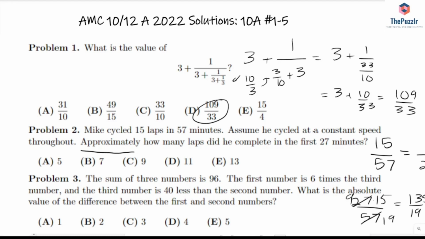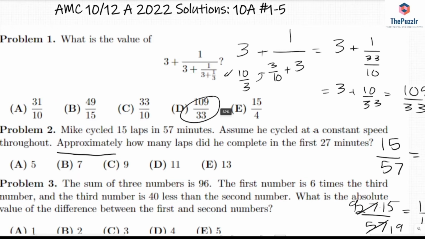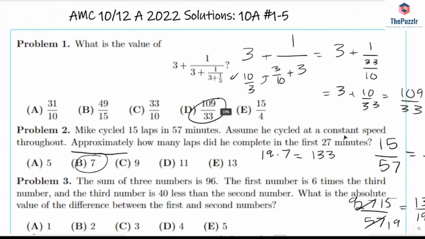Now, since we're approximating, we can make the bottom 20, so it's approximately 140 divided by 20, which is 7. So we can check 19 times 7 equals 133, which is very close to 135, so we can't go above 7. So that would give us our answer of B.